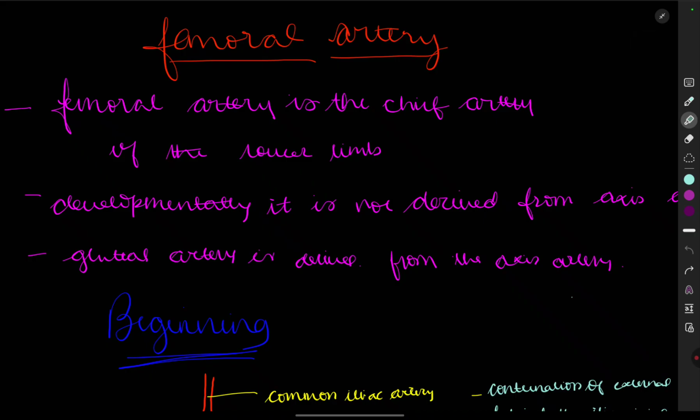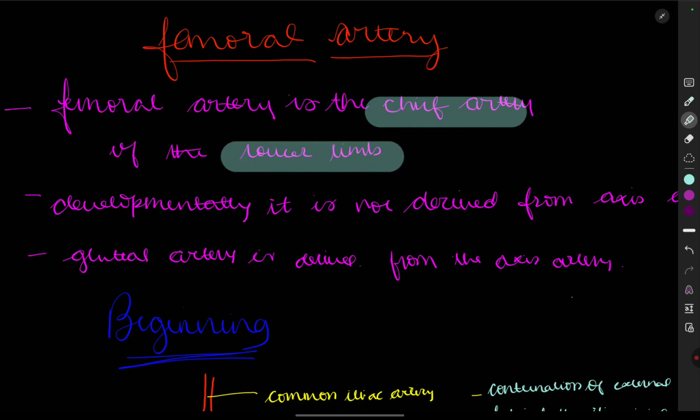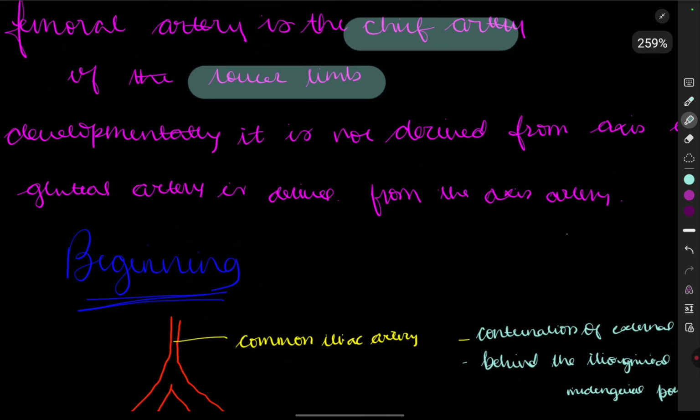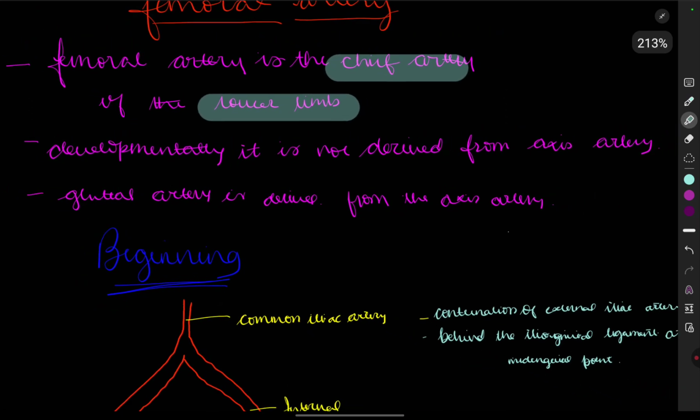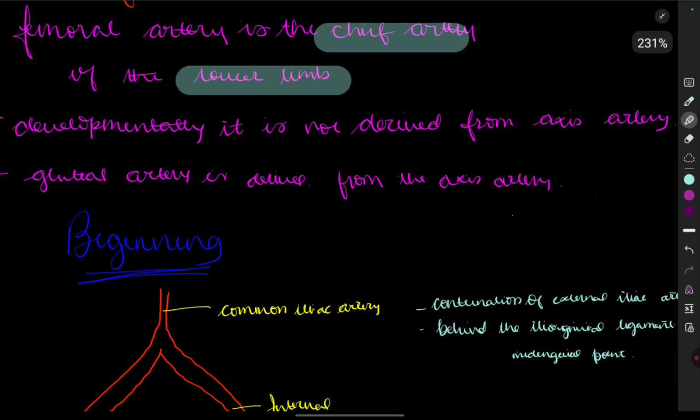The femoral artery is the chief artery of the lower limb, which supplies the lower limb. So this becomes the definition for the femoral artery. And mention this point: developmentally it is not derived from the axis artery, but the gluteal artery is derived from the axis artery.